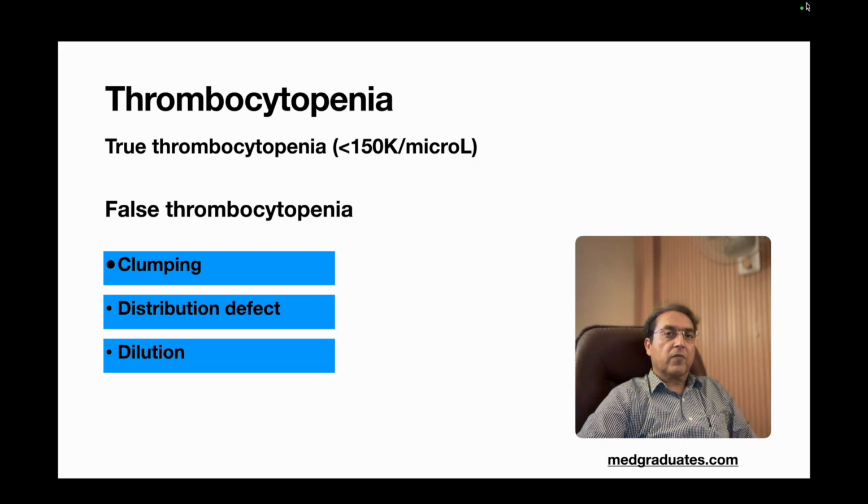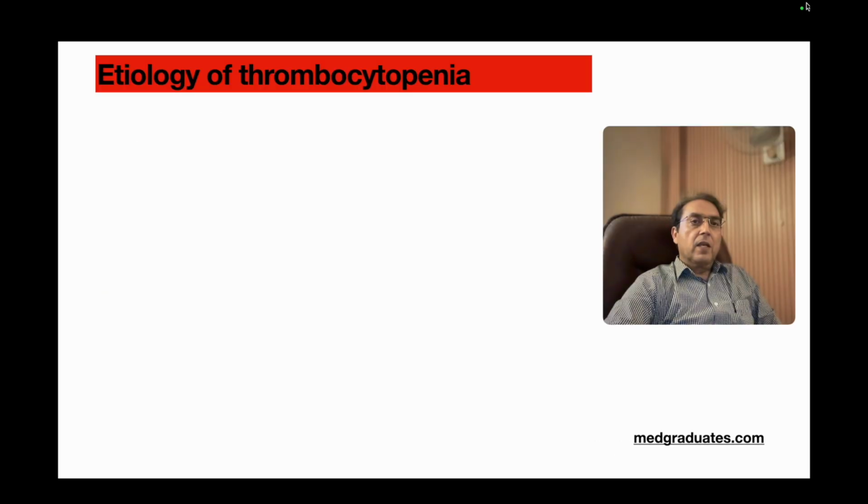And then dilutional effect. If a large amount of fluids or large amounts of blood transfusions are given, it is possible that the patient may have spurious thrombocytopenia. So true thrombocytopenia is after you have excluded these three conditions. Now, what are the causes of thrombocytopenia?